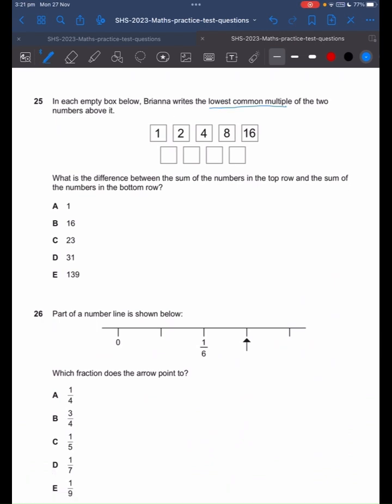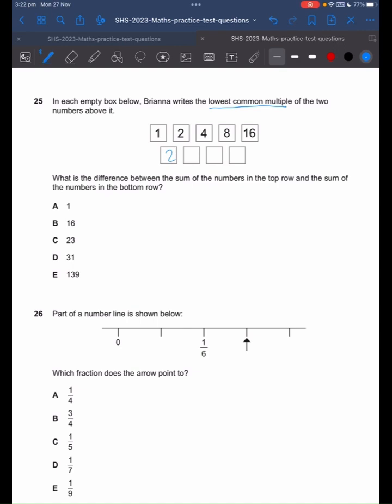Now let's look at question 25. For question 25, let's look at the lowest common multiple. The lowest common multiple is when we have 2 numbers, the smallest number it can give us when they're multiplied together. So 1 and 2, the lowest common multiple they have will be 2, because 1 times 2 gives us 2, 2 times 1 gives us 2. So 2 is the lowest common multiple.